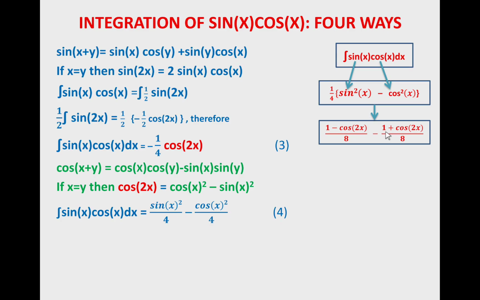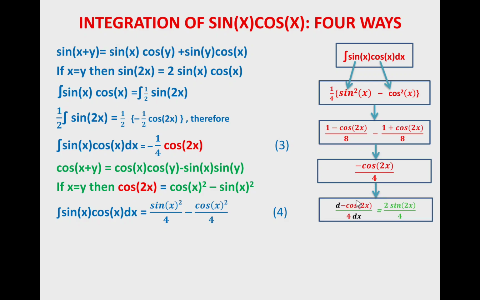Now we have these two terms, we can collect them together, and if we do so, the 1 cancels with 1, and then we will have minus cosine 2x, and the minus will also give us minus cosine 2x. We will have minus 2 cosine 2x divided by 8, but that will give us minus cosine 2x divided by 4. Now that we have this value, we're going to go ahead and do the derivative, because this value is equal to this value.